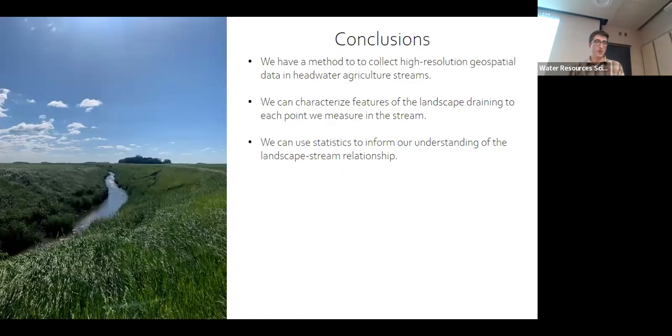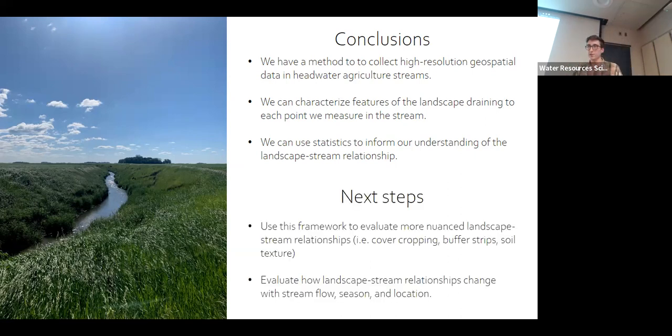So, we have this method to collect high resolution geospatial data in headwater agricultural streams based on this paddle graph sampling approach. So we can use this Lagrangian reference frame to characterize features of the landscape and the influence that they're having on water quality. We've coupled these in-stream measurements with this geospatial tool and data from ACPF to characterize features of the landscape draining to each of these points that we've measured in the stream. And we can use statistics to inform our understanding of the landscape-stream relationship.